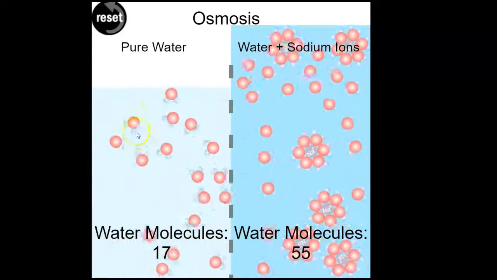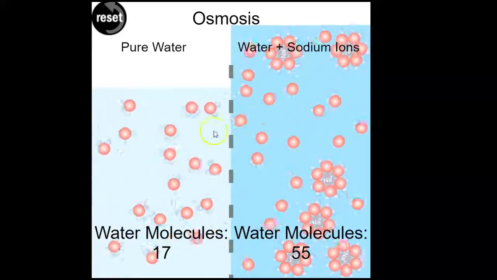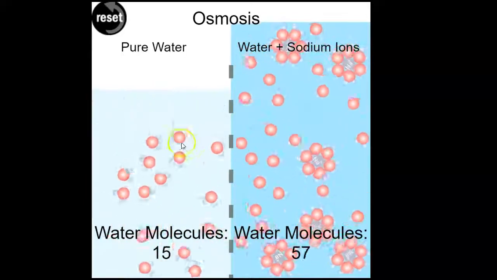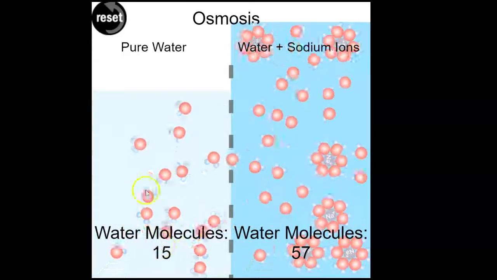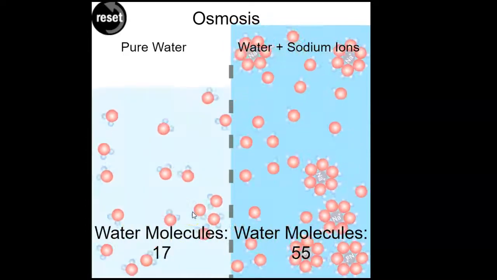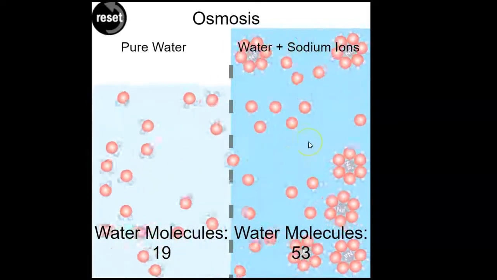We get a smaller volume on the left, higher volume on the right, because that water is flowing from low concentration of sodium ions to higher concentration of sodium ions.